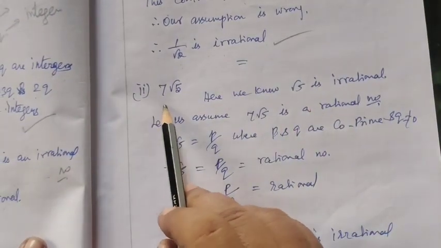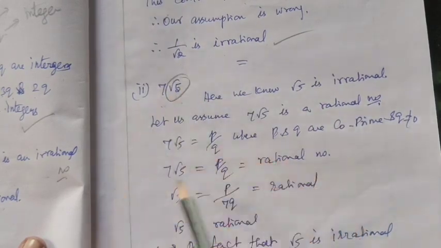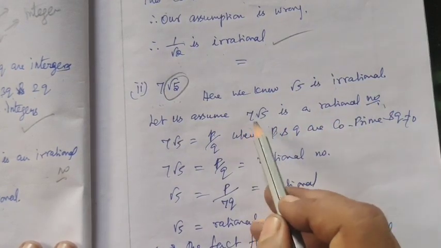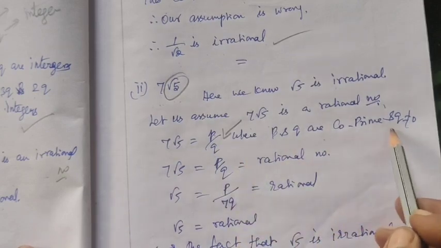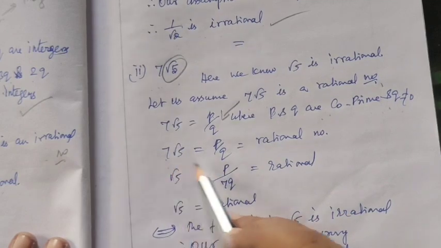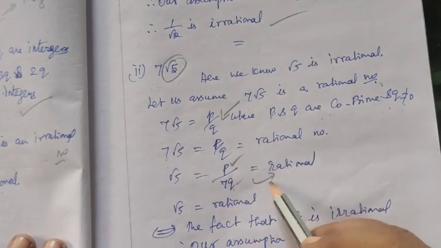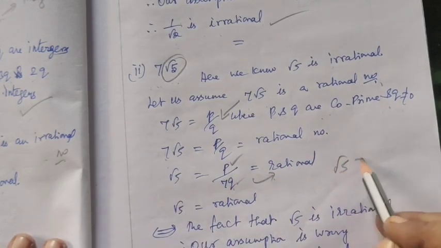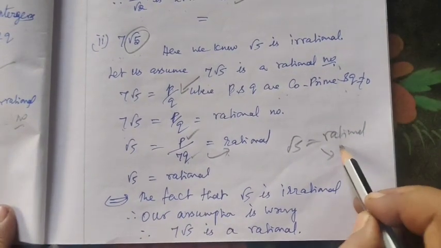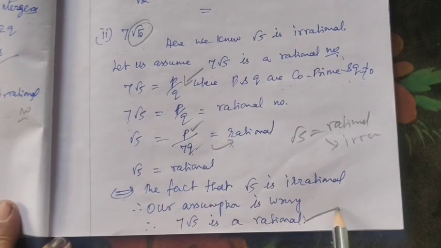Now in subdivision 2, you see 7 root 5. In the same way we are proceeding. Here we know root 5 is irrational. So let us assume 7 root 5 is a rational number. Immediately you can write it in the form p by q where q is not equal to 0 and p, q are co-prime. Then bring 7 to the denominator. This is an integer, this is an integer. It means it is a rational number, but root 5 equal to a rational number definitely contradicts, because root 5 is irrational only. So our assumption is wrong. 7 root 5 is an irrational number.